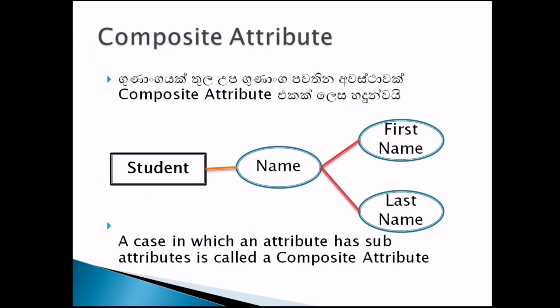In this slide, I have explained composite attribute. What is a composite attribute? A case in which an attribute has sub-attributes is called a composite attribute. This is a student entity. Student entity has an attribute called name. Name is concerned, there are two sub-attributes such as first name and last name, first name or surname. These types of attributes are known as composite attributes.